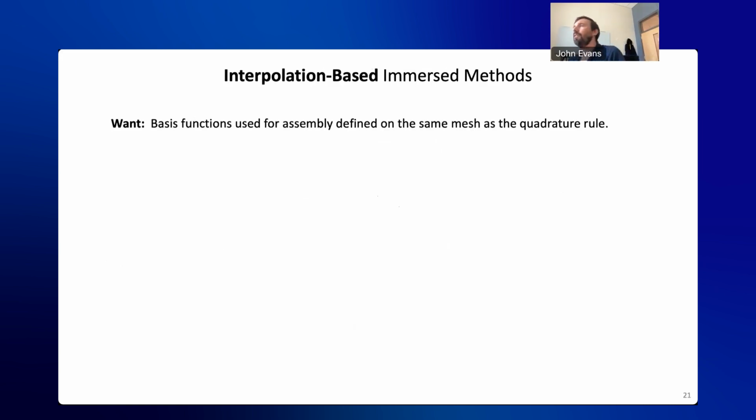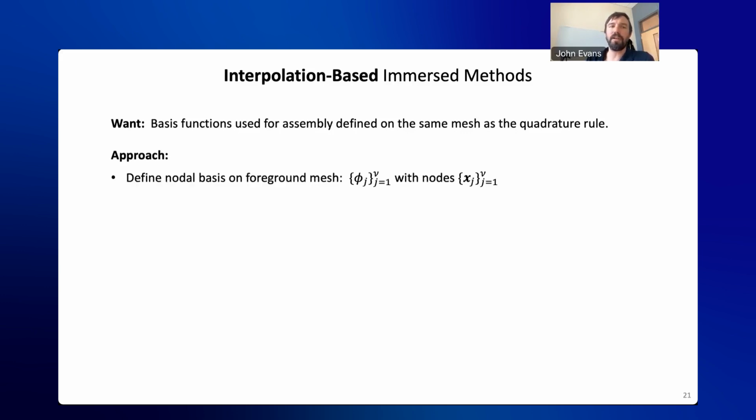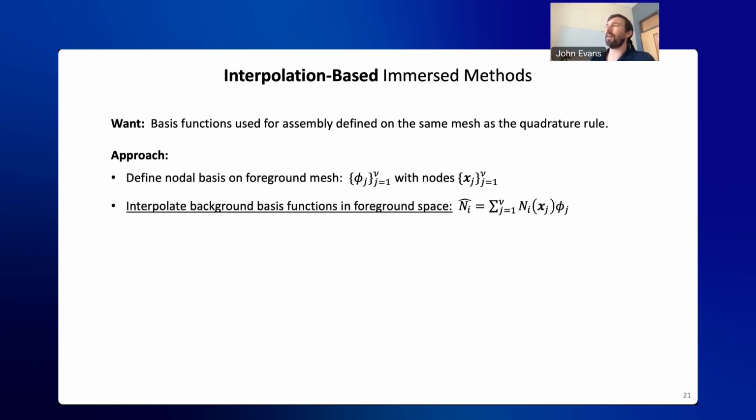And the primary aim behind the design of these methods is that the basis functions used for assembly are defined on the same mesh as the quadrature rule. The basis functions before are defined on the background, and the quadrature is defined on the foreground. Our approach really is quite simple, and it's defined as follows. We first just define a nodal basis on the foreground mesh. This foreground mesh can be of very poor quality, but we can still define a Lagrange basis on it. And then we're going to take our background basis functions and interpolate them into the foreground space.